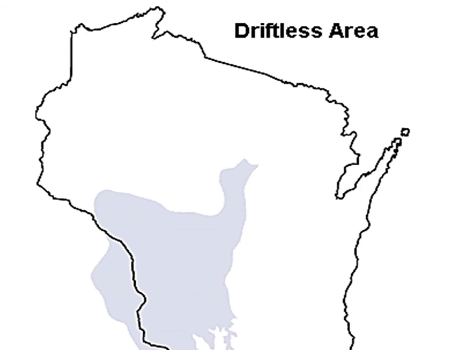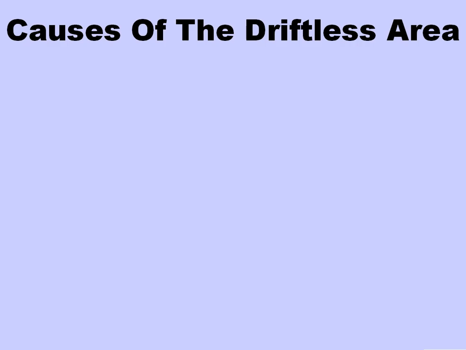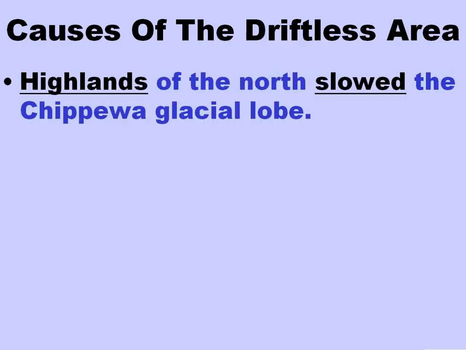So here's a different map of it. So you can see the driftless area, and then you can see the area that was covered by the last glacier. So the causes of the driftless area. Why did the glaciers come through and cover all Wisconsin? Why did they go more to the south in one part of Wisconsin, but not the other part? Well, first of all, the highlands of the north tended to slow down the Chippewa Glacier lobe, so it couldn't get as far down to the south as some of the other lobes.